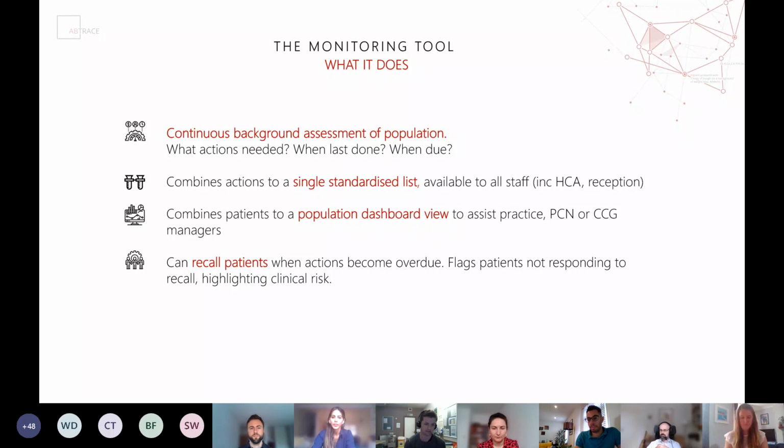For each patient, it then makes a standardized list saying if they came today, this is what we'd recommend. Those recommendations are: these are overdue, these are due soon, these are done, don't worry about them. And all staff members can access that list for a given patient.